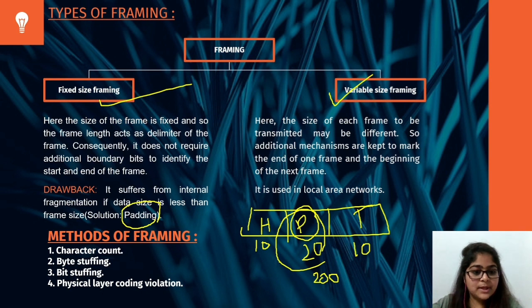There are mainly 4 methods of framing, that is character count, bit stuffing, byte stuffing and physical layer coding violation.